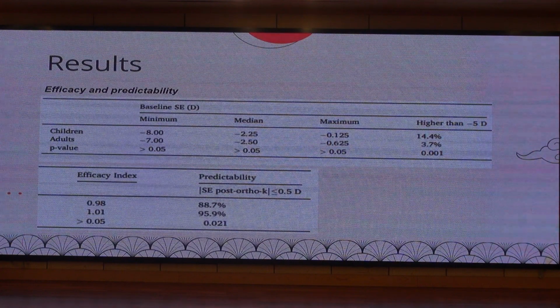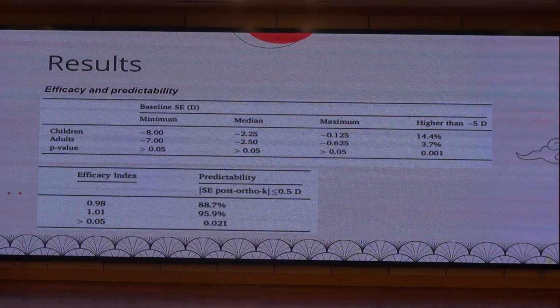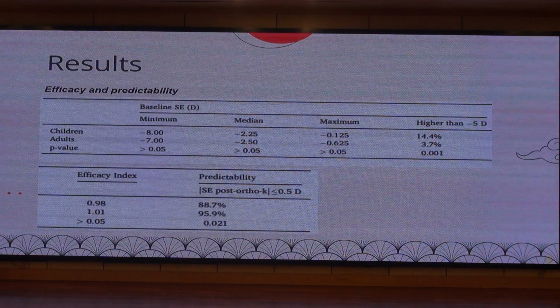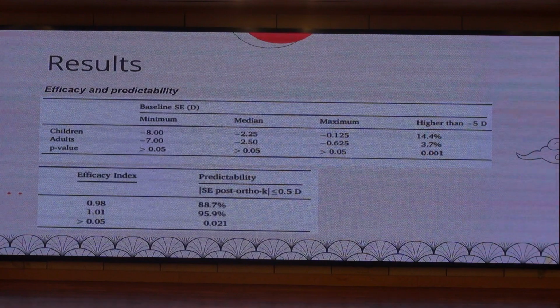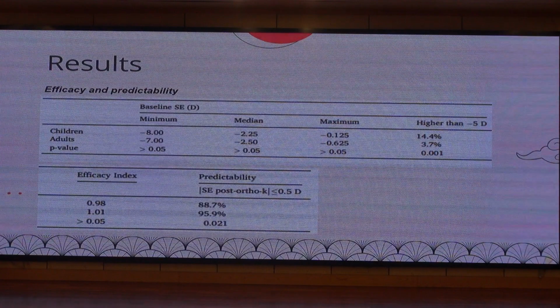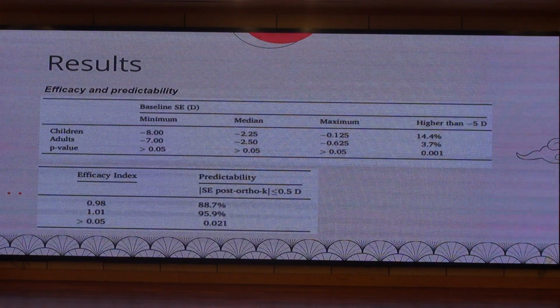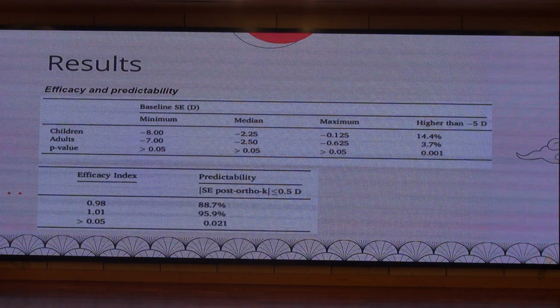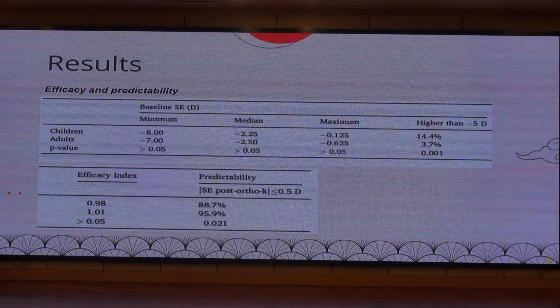the efficacy index was 0.98 in children and 1.01 in adults, and 88.7% and 95.9% of eyes of children and adults reached a residual spherical refraction value within plus or minus 0.5 diopters of target emmetropia.